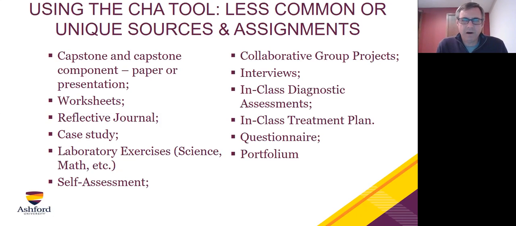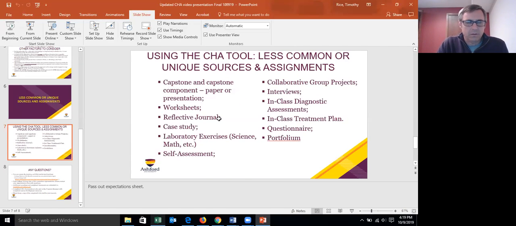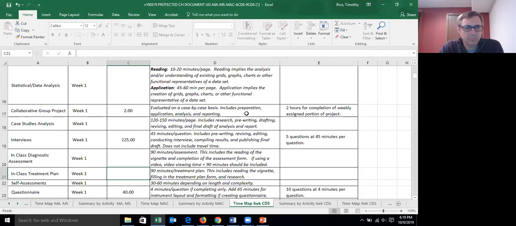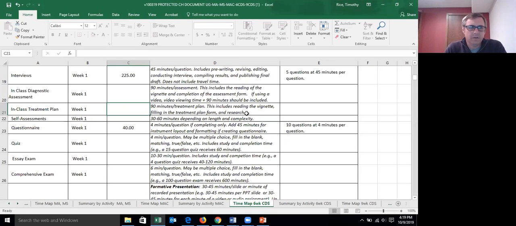Here we go with the final 6 areas on the tool that are less common or unique sources or assignments. Just talk about them real quickly. These 6 right here: collaborative group projects, interviews, in-class diagnostic assessments, in-class treatment plans, questionnaires, and portfolio. So I'm going to go ahead and go to my document here.